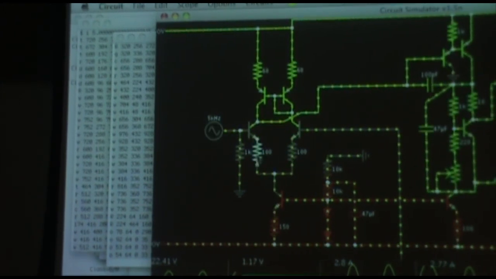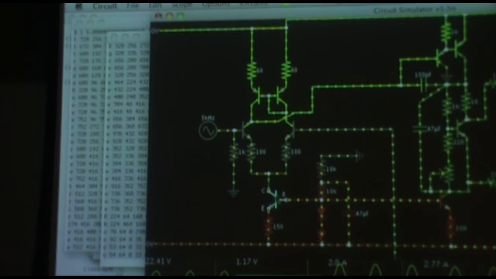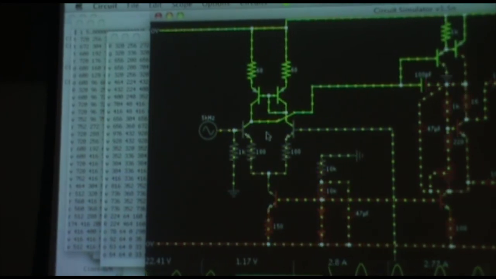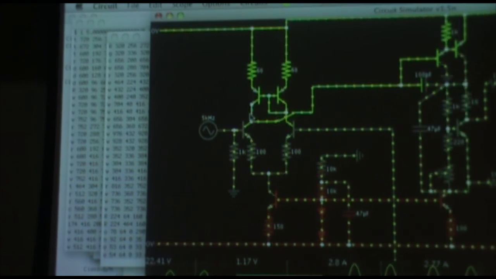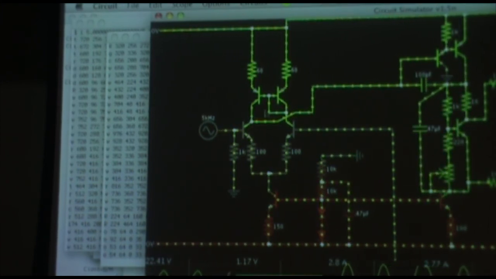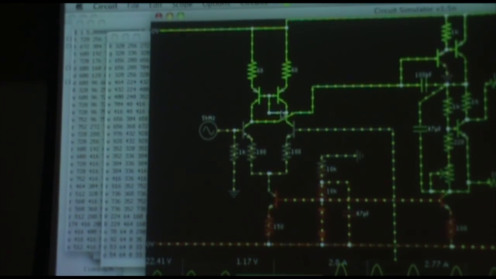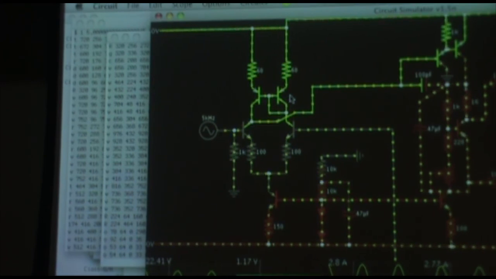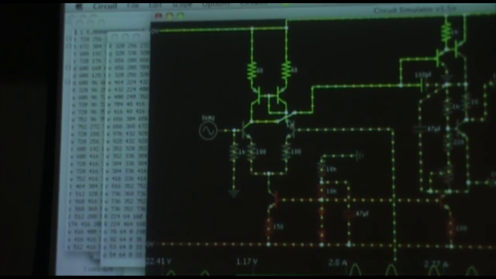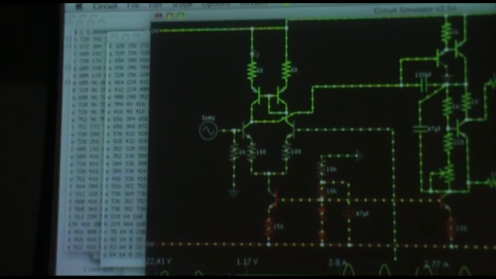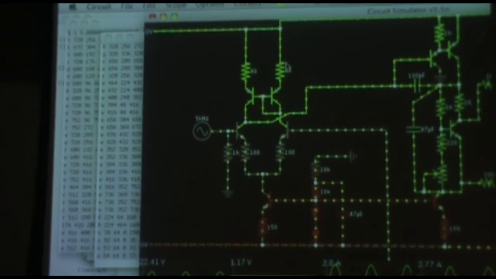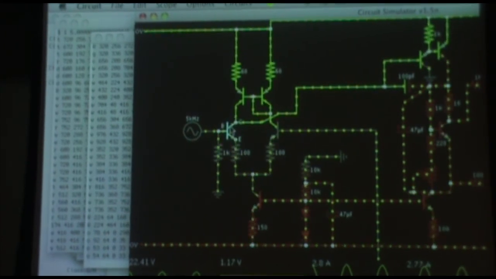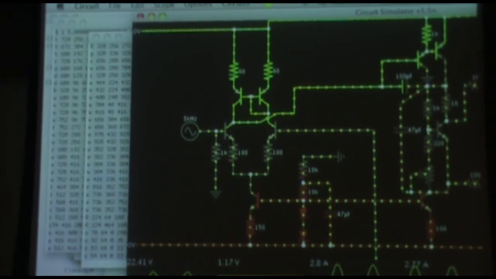And I've got my long-tailed pair here with a current sink. Now, remember how the currents in the long-tailed pair changed, both of the currents changed, even though only one of them was being used for the output. Well, that's why there's a current mirror here. So the current mirror here matches the current. You can see the currents are about equal. Matches the current here with the current here. And what it does is it increases the gain of this portion.